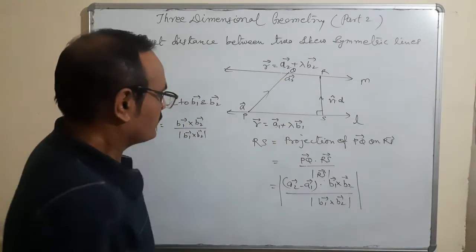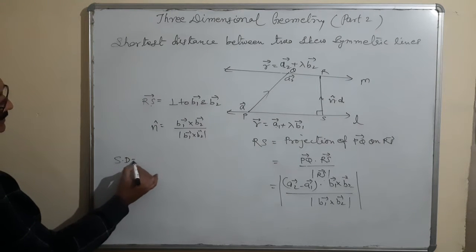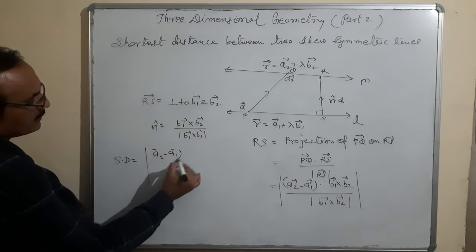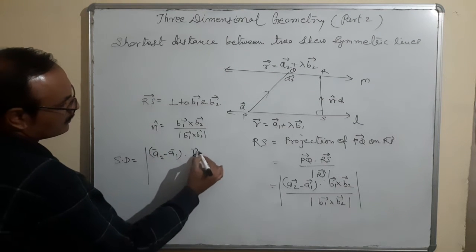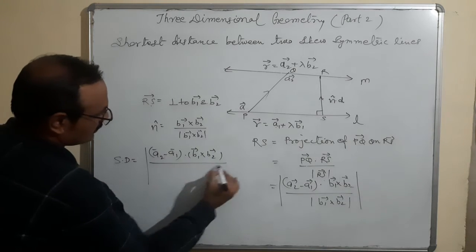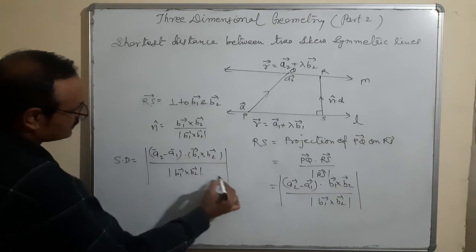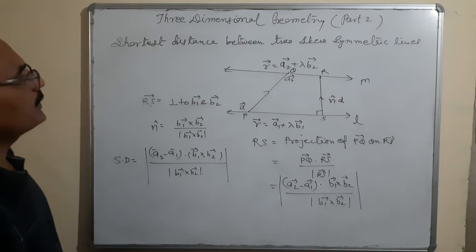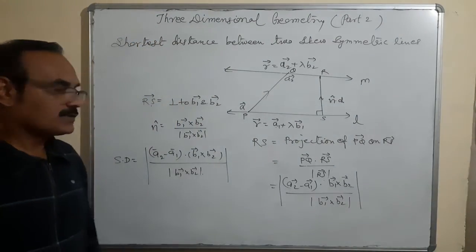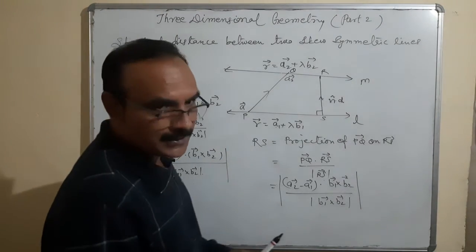So boys, this is the shortest distance. Shortest distance is equal to the magnitude of A2 minus A1 dot B1 cross B2, upon magnitude of B1 cross B2. This is the shortest distance between two skew lines. So that is a very important part to find the shortest distance between two lines.